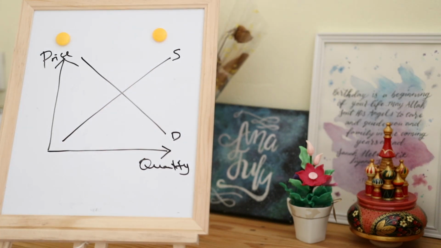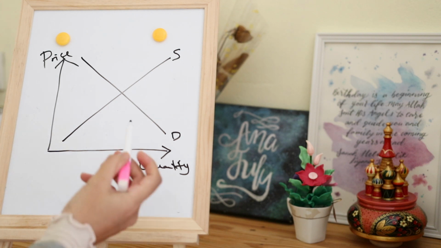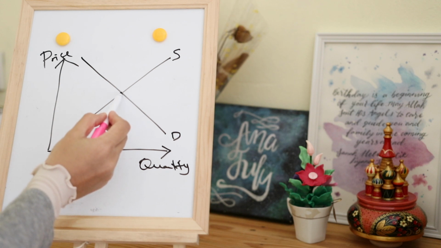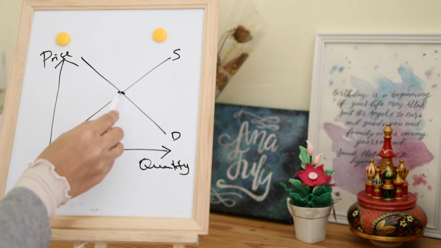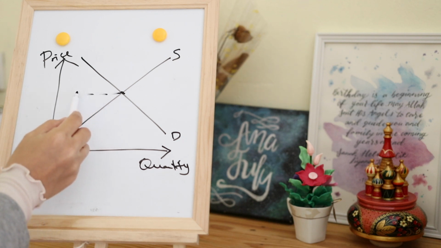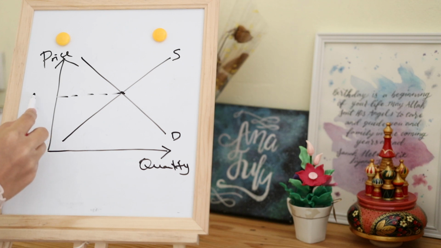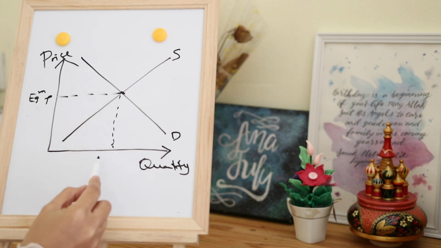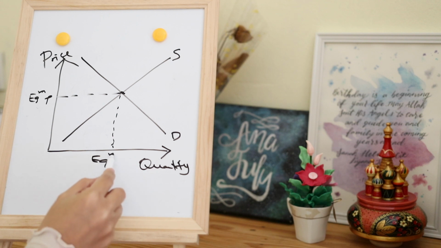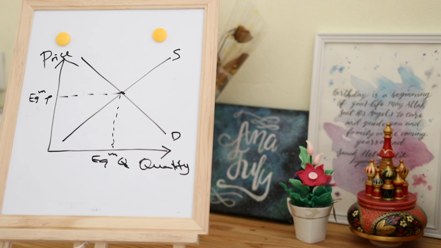What is equilibrium market? Equilibrium market is a combination, or the meeting point, between the demand curve and the supply curve. This is what we call the equilibrium point, at which we have the equilibrium price and equilibrium quantity.